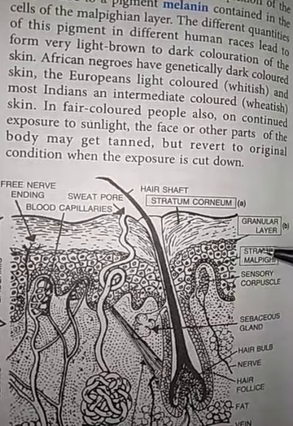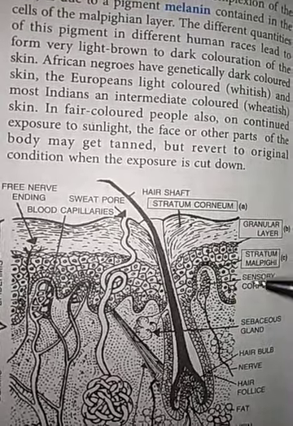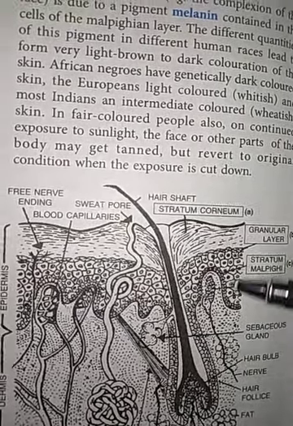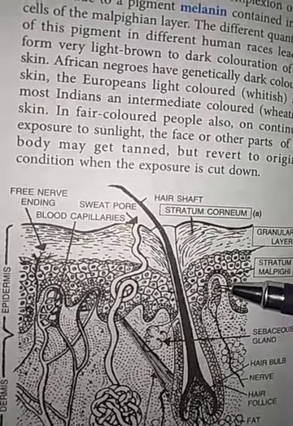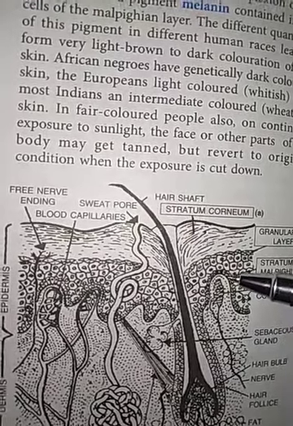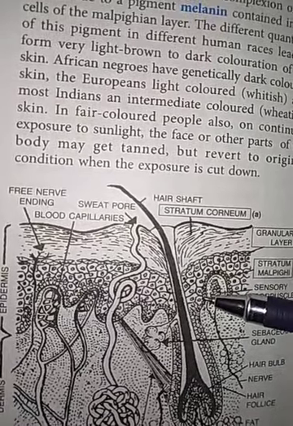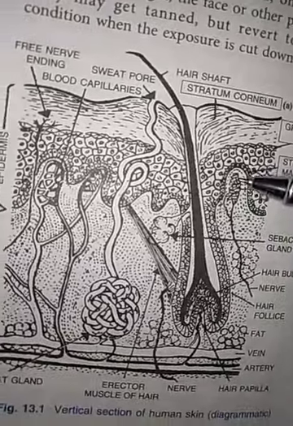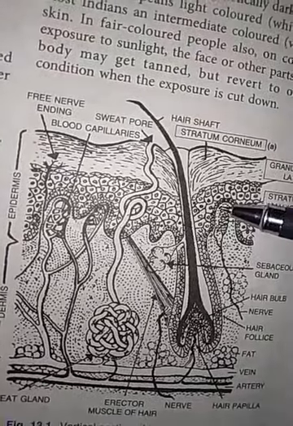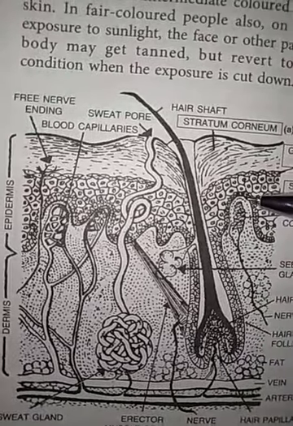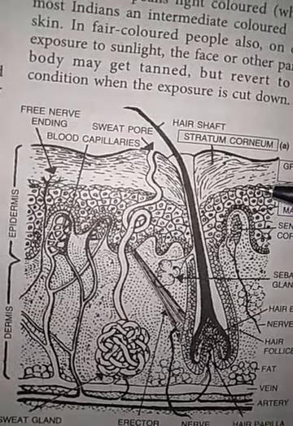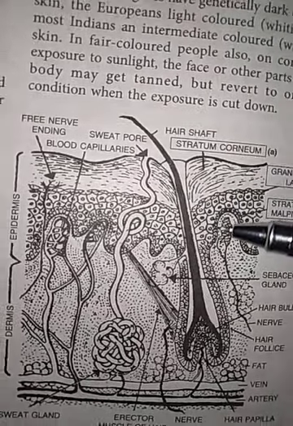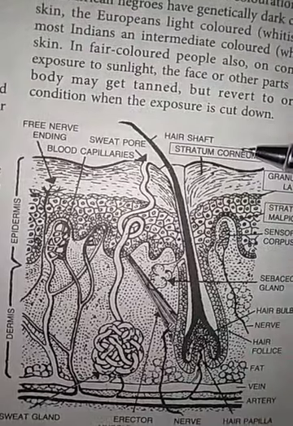Now the third layer is known as the Malphizian layer, also known as the stratum Malphizi, and also known as the germinative layer, and it is the innermost layer of the epidermis. Its cells can actively divide to produce new cells, because the cells of this layer are living cells. And these new cells, when they are produced, press and shift outward to replace the worn out cells of the upper 2 layers, and in this way the growth of that part takes place.